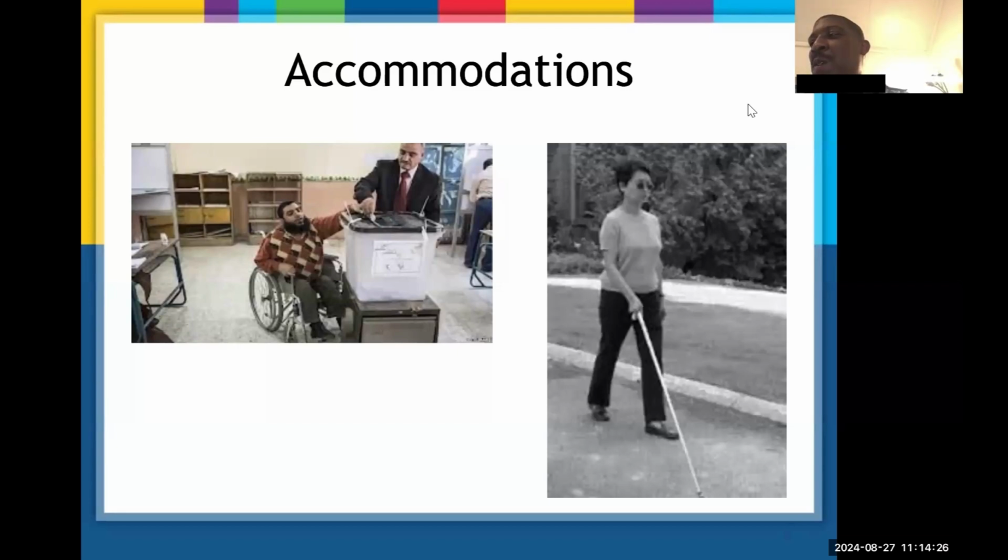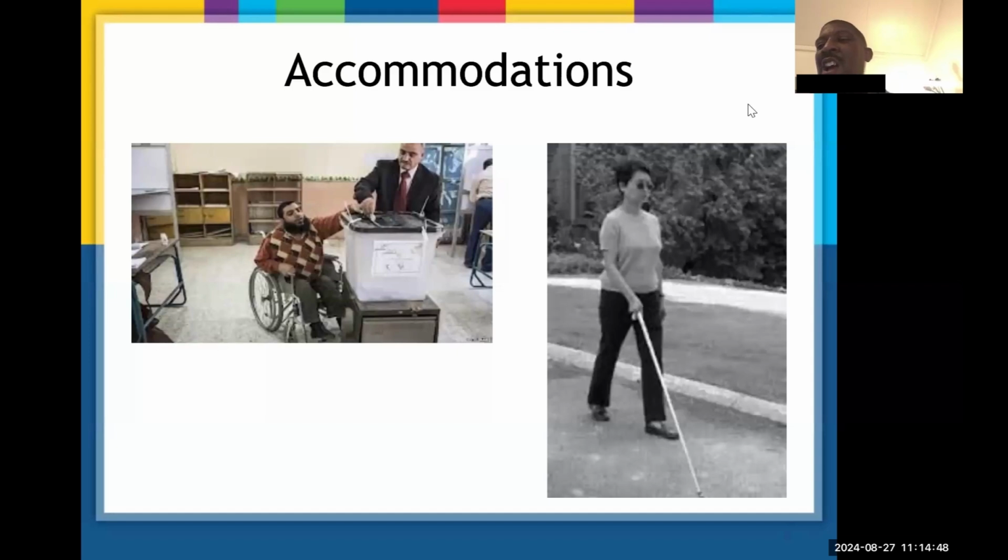Bob uses a wheelchair and can't get to a polling place that has stairs. What are some things that would help Bob? Maybe a ramp that he could use instead of the stairs, or maybe voting by mail.